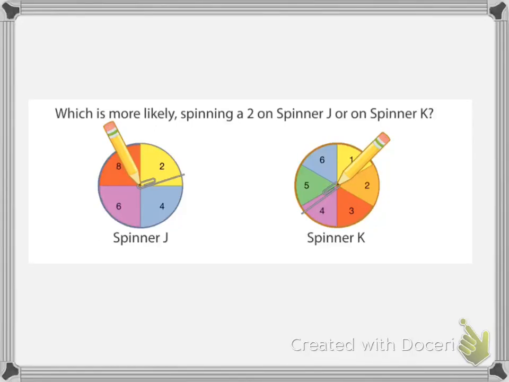Today's lesson is going to be on making predictions and experimenting with spinners. Let's look at our first problem here. Which is more likely, spinning a 2 on spinner J or on spinner K? Well, we need to make a prediction.